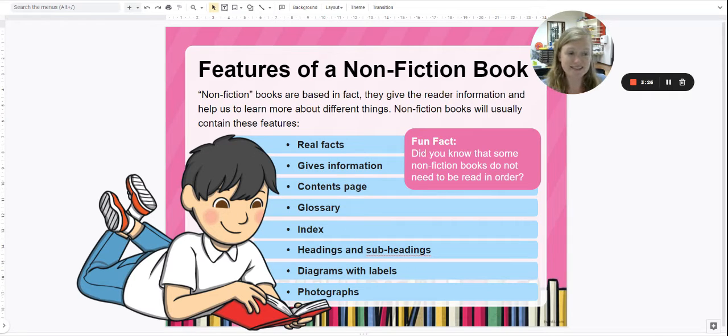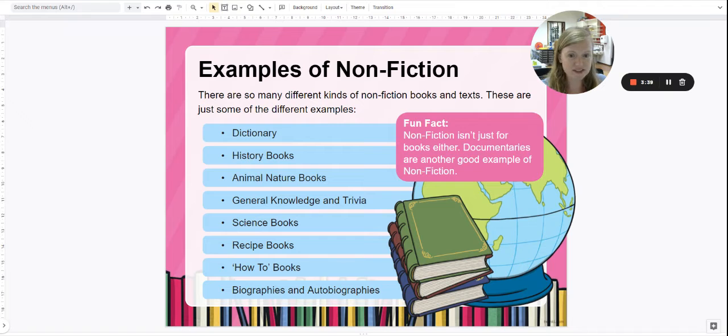And a fun fact, as it says there, is that you don't have to read non-fiction books in order. You can pick it up, open it anywhere in the book, and you'll usually learn something from that page. So let's have a look at examples of non-fiction books. So a dictionary, history books or nature books, general knowledge and trivia, science books, recipe books, how-to books, and biographies and autobiographies. They're big words. Biographies and autobiographies are books written about a person's life, and it's either written by them, about them, or written by somebody else about them.